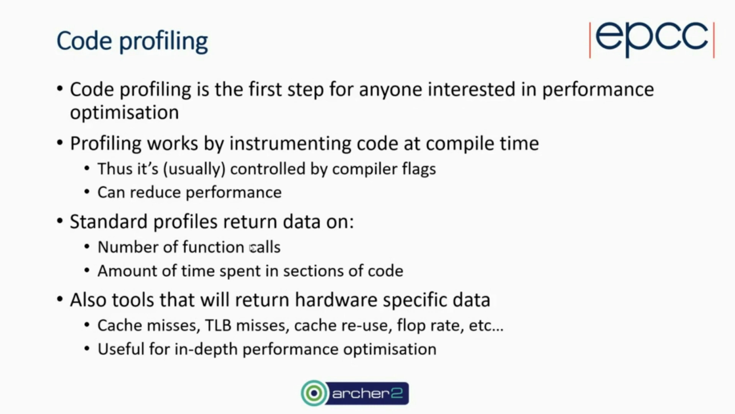Profiling is the standard way of doing this, and it generally works by instrumenting the code at compile time. The compiler will go through and add extra bits into your code, which are then run when your program runs and record what's happening. Because it's done by the compiler, it's usually controlled through compiler flags. The reason we don't profile codes by default is because you're adding extra stuff to your code, so you're going to impact the performance of that code. Because you're adding extra code in, you're going to make your application go slower.